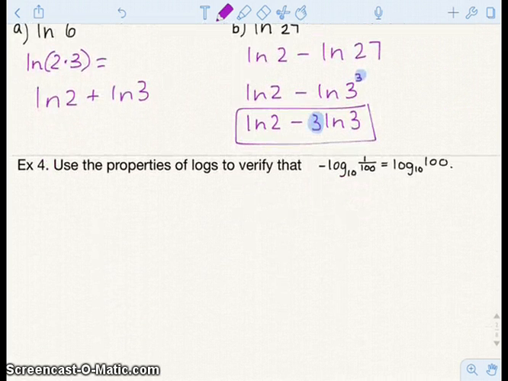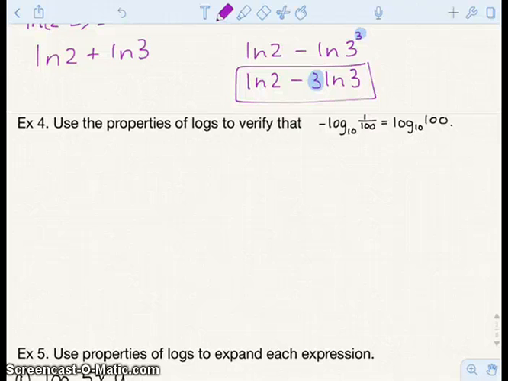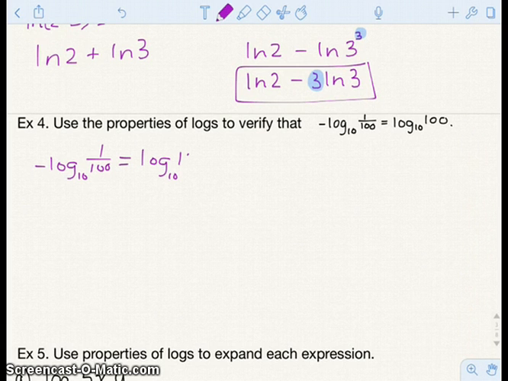I'm going to look at number 4. I'm going to use these properties to verify that this is the same. This is telling me the left side, negative log base 10 of 1 over 100, is in fact equal to log base 10 of 100, but I want to prove it. So I'm going to copy it down, and then I'm going to use the properties to rewrite the left side to make it match the right side. I want to work mostly on one side with proofs so that I don't get myself confused. I can have an endpoint that I'm working towards.